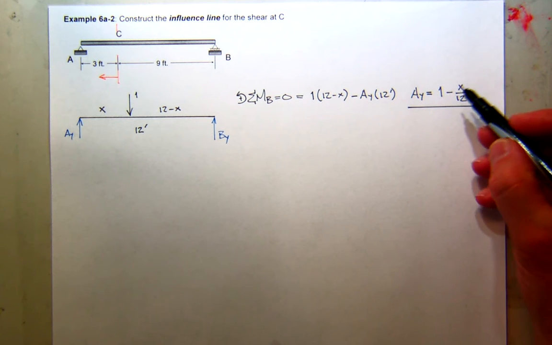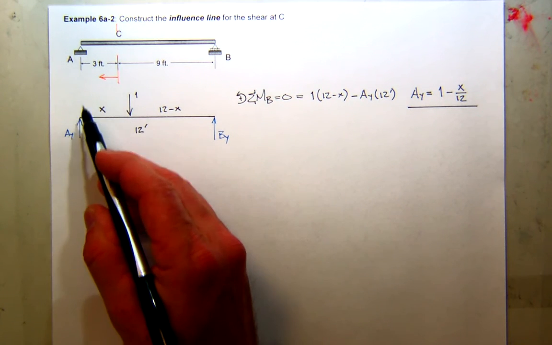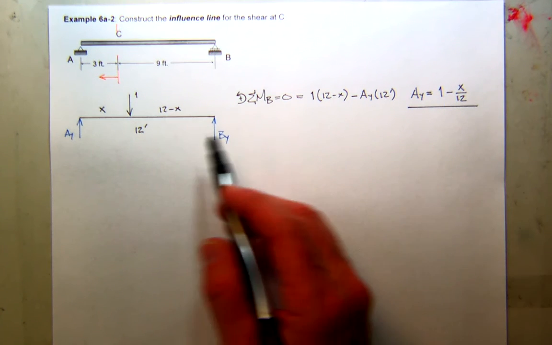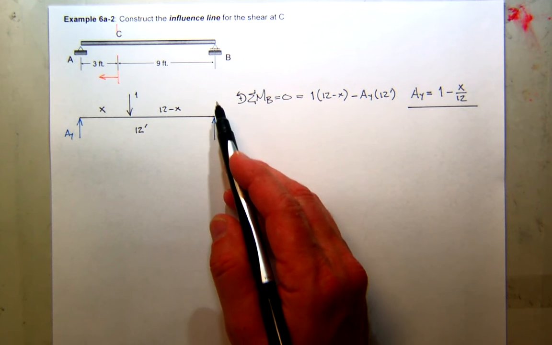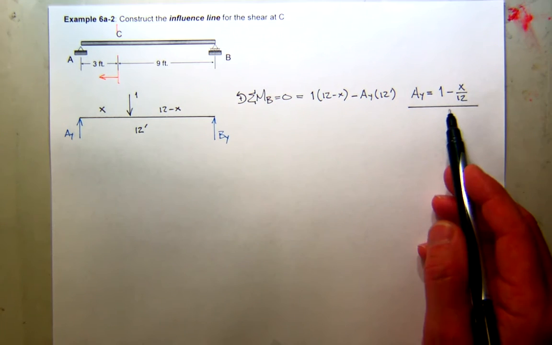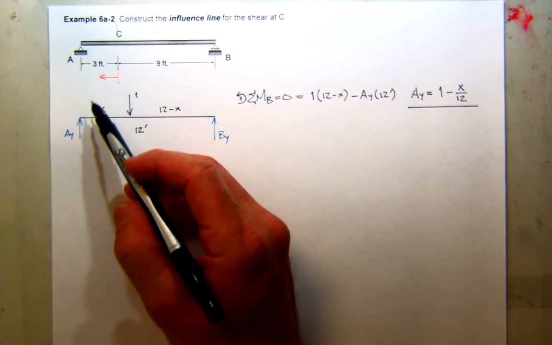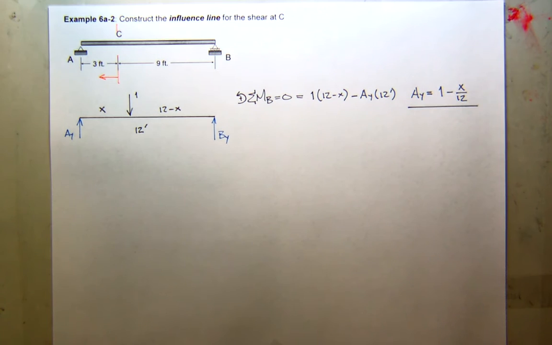So that says when x is 0, which means my unit load is right here above A, what's the reaction at A? 1. And as I move to the right, all the way over to B, where x is 12, the reaction is 0. So the reaction is maximum when I'm right over the top of it, and it decreases linearly as I move to B to 0. That's basically the influence line for the reaction at A.